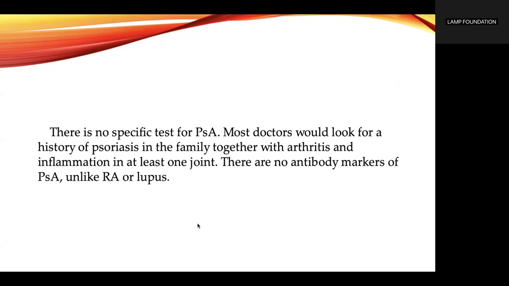Most doctors would look for a history of psoriasis in the family together with arthritis and inflammation in at least one joint. There are no antibody markers, unlike RA or lupus.